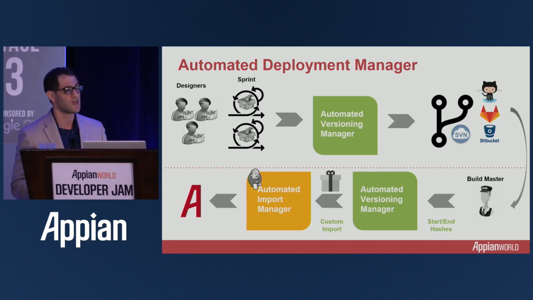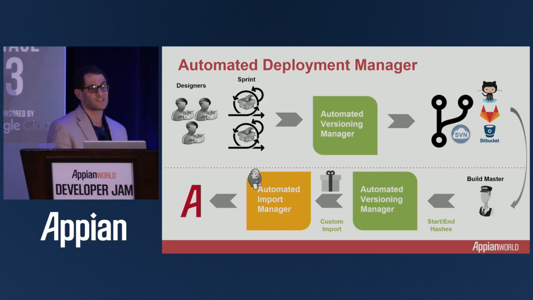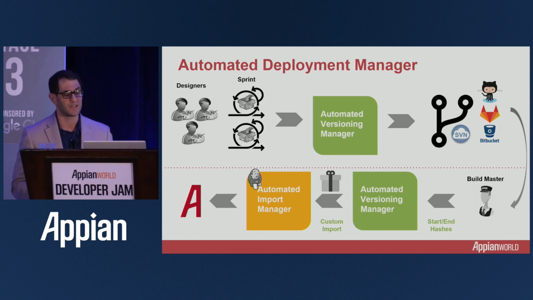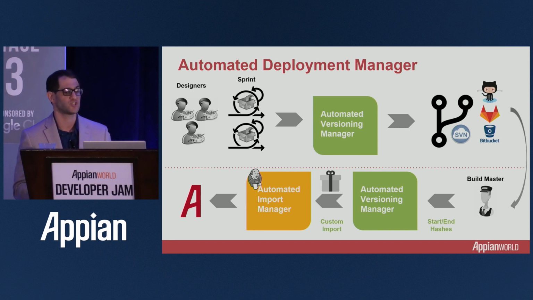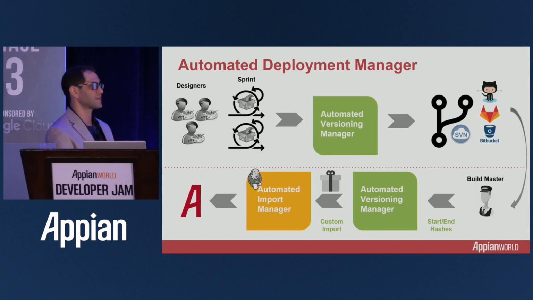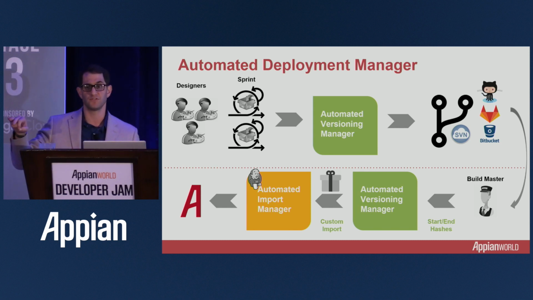that has two components. The first is the Automated Versioning Manager, which allows the applications and patches you create in Appian to be interfaced with whatever your version control system is, whether it's Git, Subversion, or Bitbucket. From that, we can create the deployment packages. You can version the individual objects, tag them, create the application deployment packages, and then put it through the second part, the Automated Import Manager, which does the deployment to your target system.